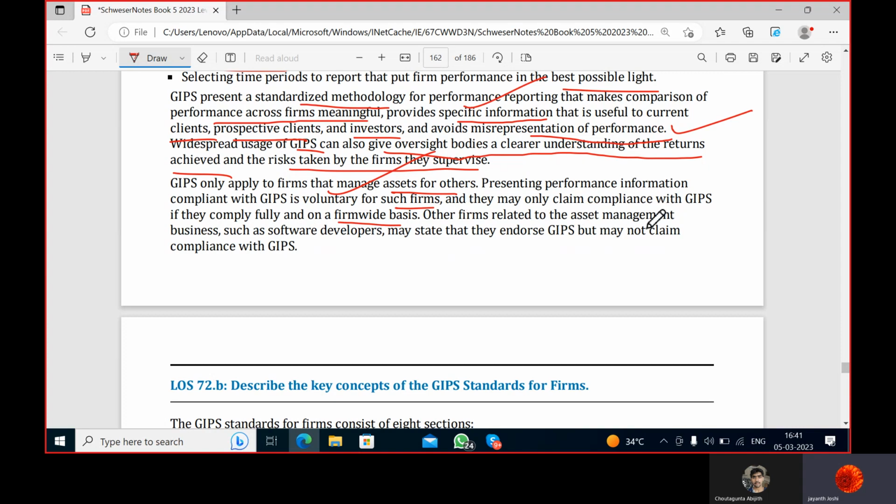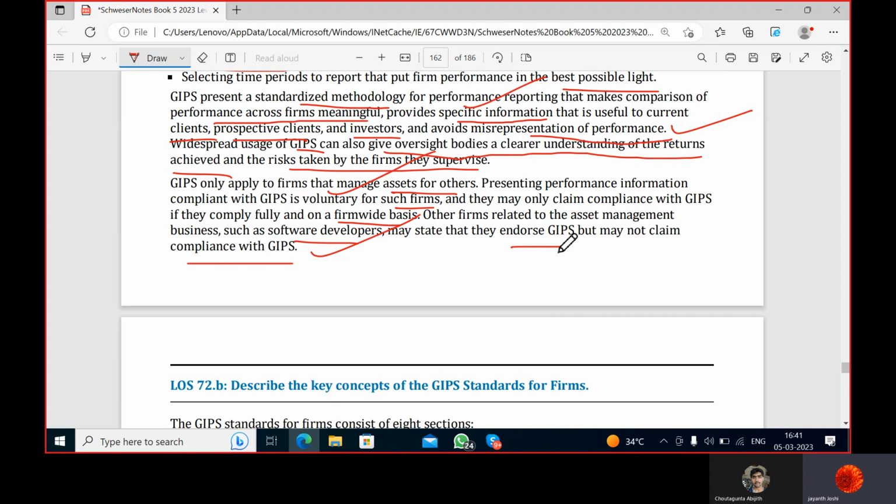Other firms related to the asset management business, such as software developers, may state that they endorse GIPS but may not claim compliance with GIPS. That means, what do you mean by endorse, Abhijit? They may state that they endorse GIPS, but they may not claim that they comply with GIPS.